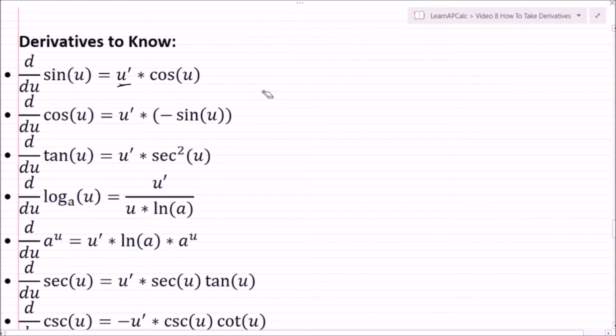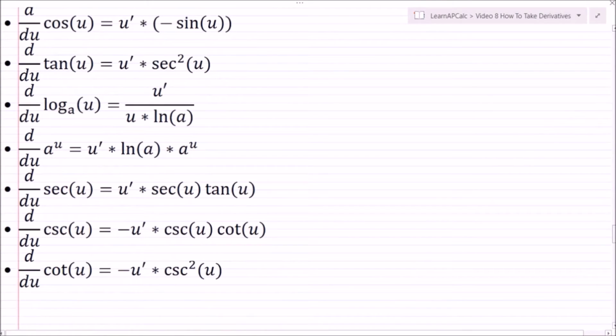So you essentially need to know all these for the AP test, so just memorize them. And these are: the derivative of sine is cosine, the derivative of cosine is negative sine, the derivative of tan is secant squared, the derivative of log base a of u is u prime over u times ln of a. And we have a special case where the derivative of ln of u, I'll just say u here to make it more general, is u prime over u, because our a here is e, and ln of e is just 1.